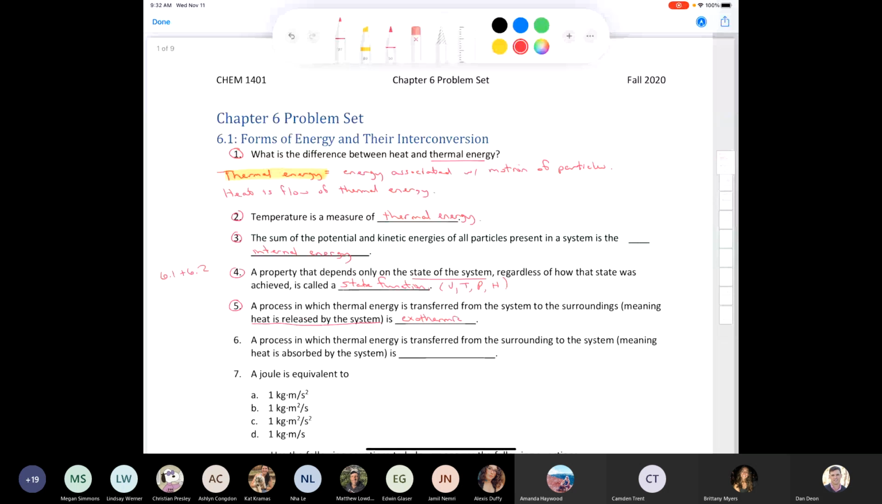And then the next one says a process in which thermal energy is transferred from the surroundings to the system. That's an endothermic process. And when we have an exothermic reaction, that's when our delta H of our reaction is going to be negative. And when the delta H of our reaction is positive, that's an endothermic reaction.